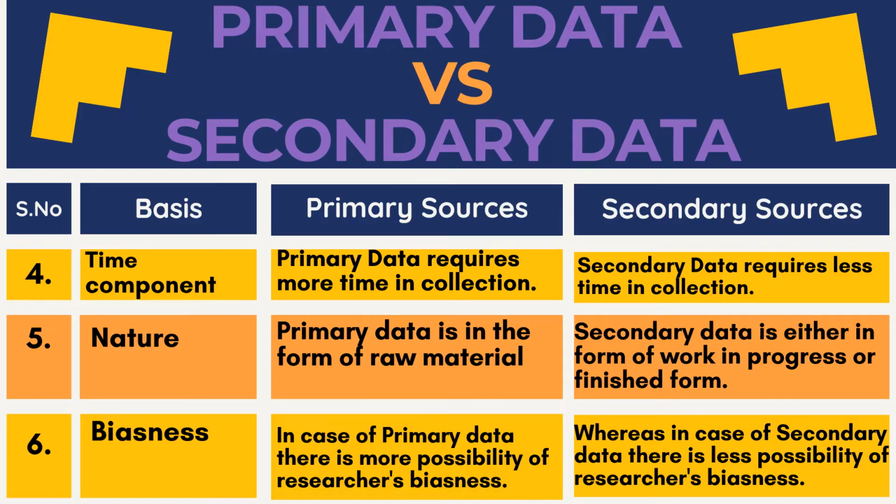Okay, next point number 6. Let's talk about the biasness. Biasness means discrimination, the tiltedness of one person's point of view towards his or her own personal views. That is called the biasness. If we talk about it in the case of primary data, there is more possibility of researcher's biasness. But in case of secondary data, there is less possibility of researcher biasness.